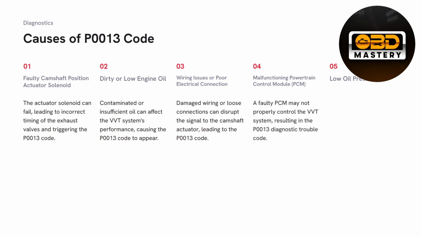Then the PCM. A faulty PCM may not properly control the VVT system, resulting in the P0013 diagnostic trouble code. This is pretty rare. However, it's never zero, so check your PCM. First and foremost, if you're not getting any codes at all, then that is your PCM. Your PCM dictates where the codes are coming from. So if your PCM is able to read codes and you're seeing them on your scanner, then you don't have to worry about that. Now, low oil pressure. Insufficient oil pressure can hinder the operation of the VVT solenoid, potentially causing this code.